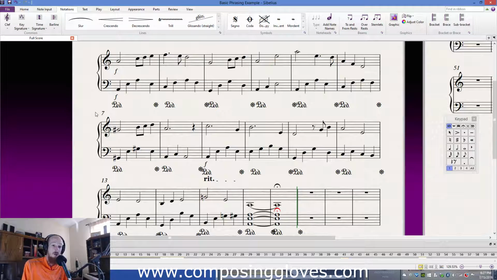A motif is the smallest identifiable musical idea. So if you can identify that as a musical idea, you've got yourself a motif. Motifs are the things that you develop. Those are the things that you go throughout your piece and you change, you manipulate, you present in a new way to the listener.